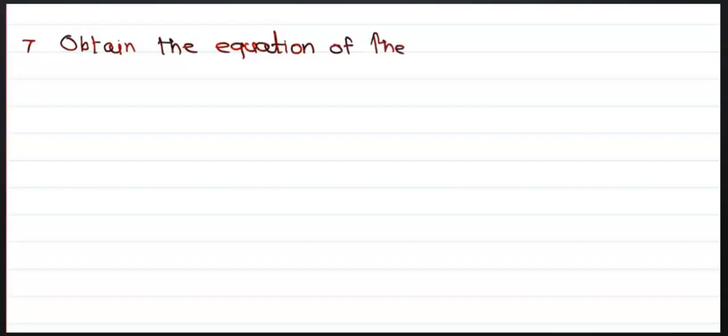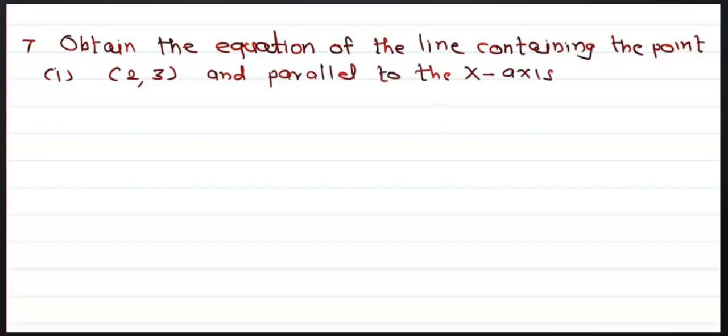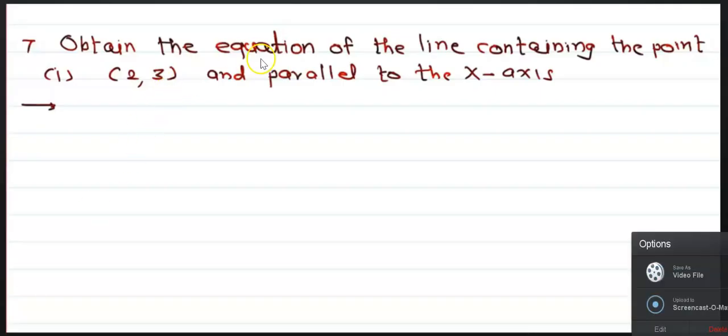Obtain the equation of the line containing the point 2, 3 and parallel to the x-axis. Now when this point is contained and the line is parallel to the x-axis, then its equation is y is equal to a constant, therefore y is equal to 3 here.